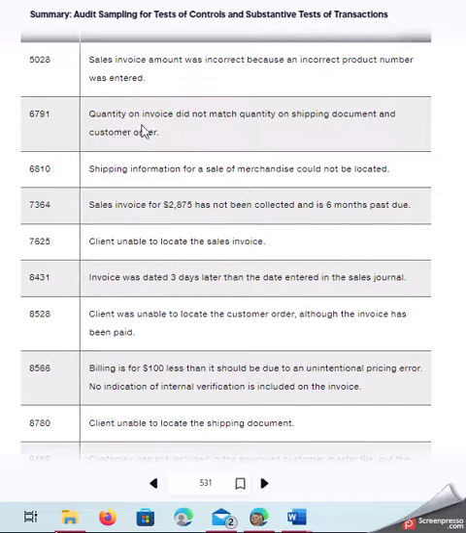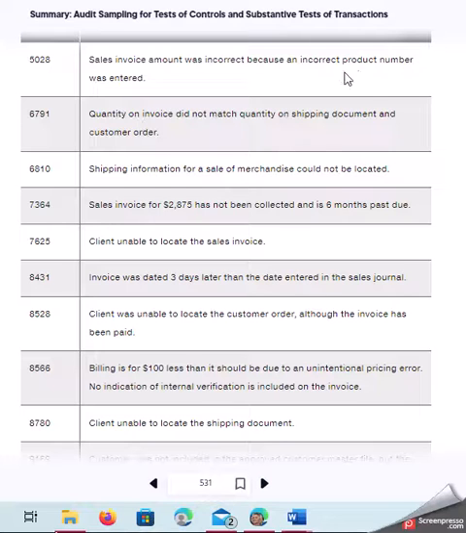Okay, then the next one, the quantity on the invoice does not match the quantity on the shipping documentation or the customer order. So it sounds like the customer ordered a certain amount, they shipped that amount, so the customer is happy, but then they didn't end up billing them. Depending on which way that would go, did they bill them too much? Then obviously the customer is going to complain. If they billed them too little, the customer might not say anything, and then the company's going to have to eat that cost. If it's a one-time thing, no big deal.